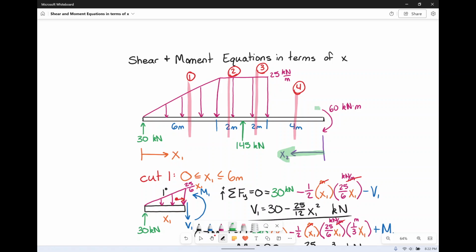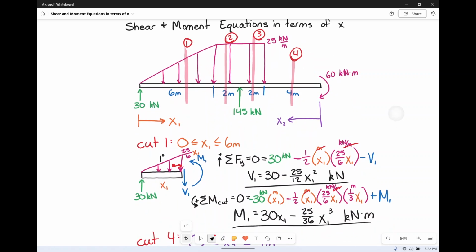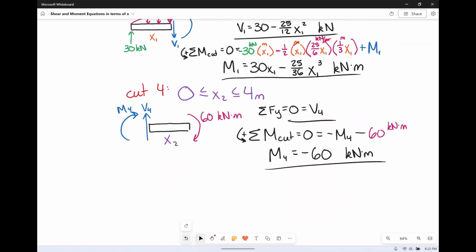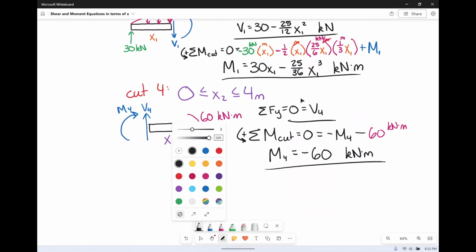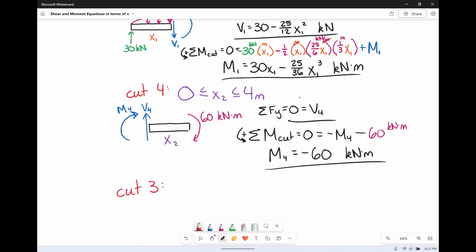We already did cut 4, so we're going to bypass him, and we're going to get over here. Next one up is cut 3. Cut 3 and cut 2, they're absolutely disgusting. There is no way around that. So we're going to draw him out. We're starting that distributed load. So we're going to do cut 3 this time.